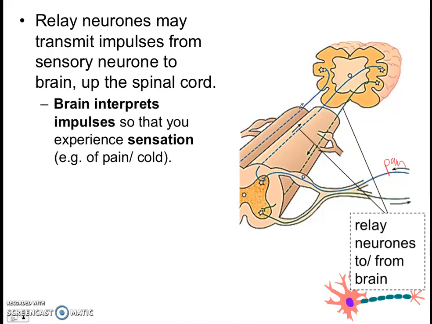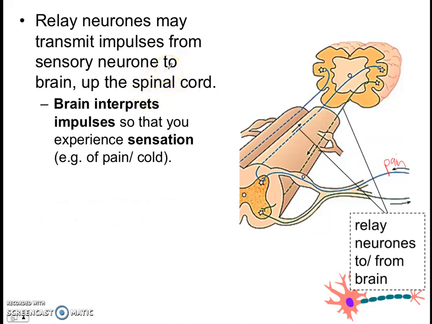Right, so the brain interprets the impulses and you get a sensation. It's very interesting actually that your brain interprets, it's just electrical impulses, nerve impulses like blips, right? But your brain somehow interprets it to give you that feeling of ouch, or that's cold, right?